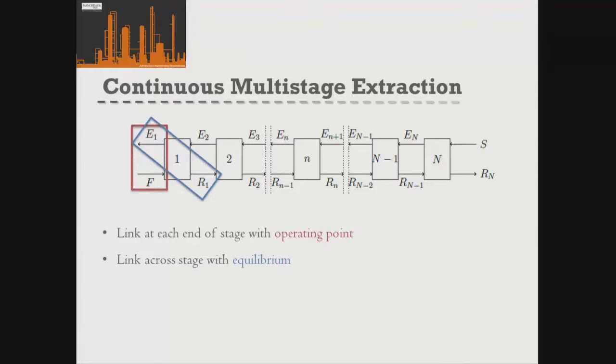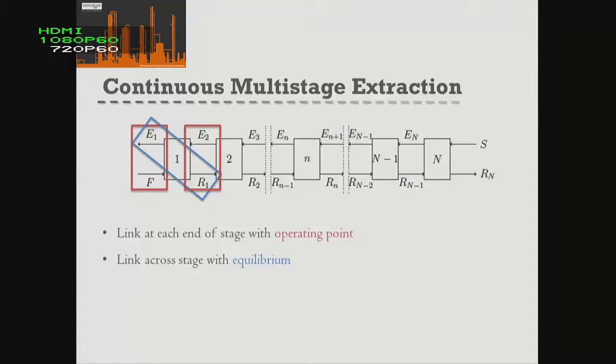We now know one of the components on the left-hand side of stage 2. And again, we can link the left-hand side of stage 2 with knowledge of our operating point. And then, again on stage 2, our extract and our raffinate must be in equilibrium with each other. So we can link that again by our equilibrium line. So you can see how similar it is to when we're designing distillation systems. We have an operating, then equilibrium, operating, then equilibrium. And we can repeat that for the whole system.